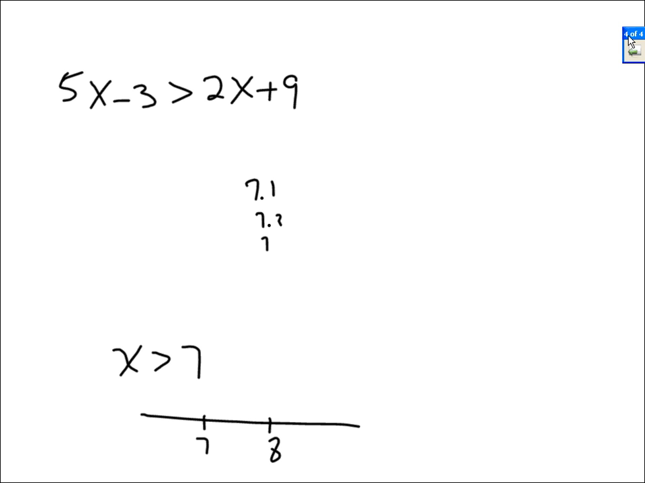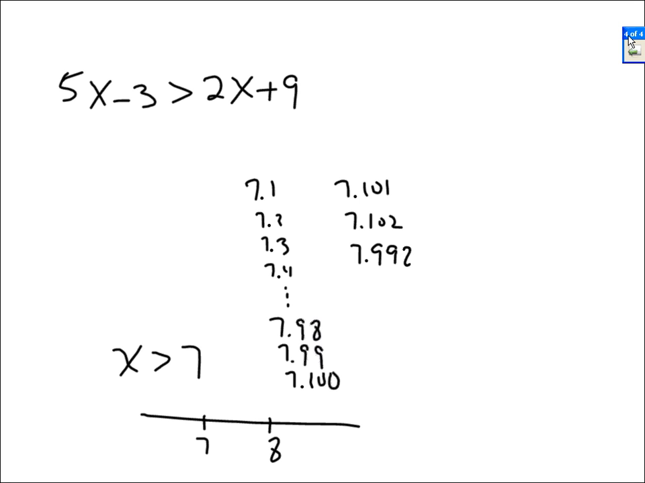7.1, 7.2, 7.3, 7.4, eventually 7.98, 7.99, 7.100, 7.101, 7.102, 7.998, 7.999, 7.1000, 7.1001. This goes on forever. There are as many numbers, it seems, between 7 and 8 as there are between 1 and 2.